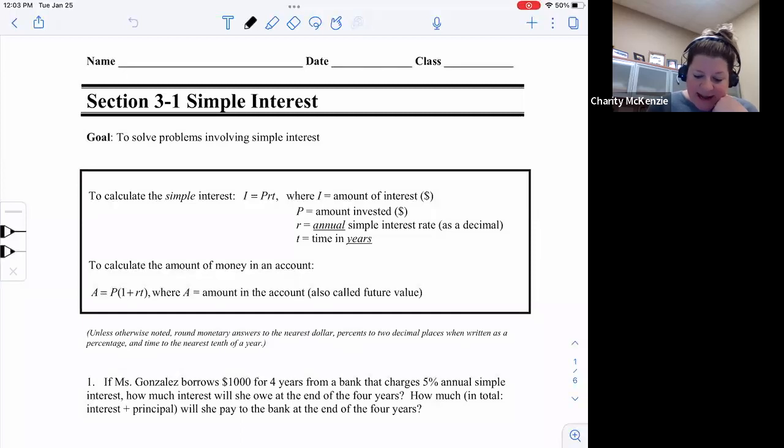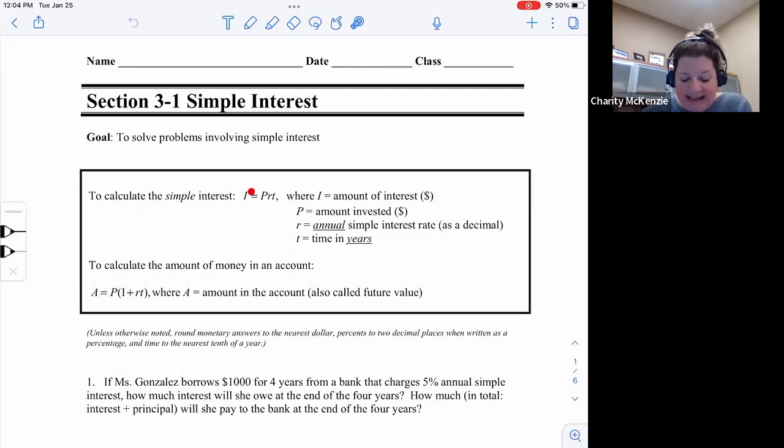So the first idea here is simple interest. Simple interest is just the idea that you're going to get one amount of interest. Typically at a bank, you might find a CD, or like if you're paying back your friend that you borrowed money from with interest, they might do simple interest. It's actually not as common as compound, which is our next section. So let's look through everything that we need for simple.